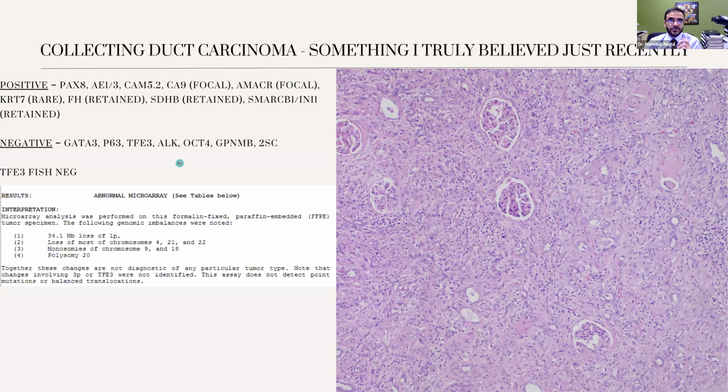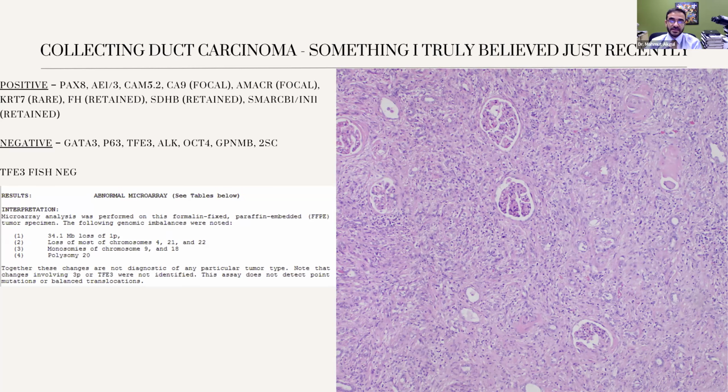I tried everything. I threw everything I got to diagnose this case without success, but due to the morphology plus a peculiar chromosomal abnormality, we decided to call it collecting duct carcinoma, which has multiple chromosomal alterations in some non-random chromosomes, such as 1, 4, 9, 18.